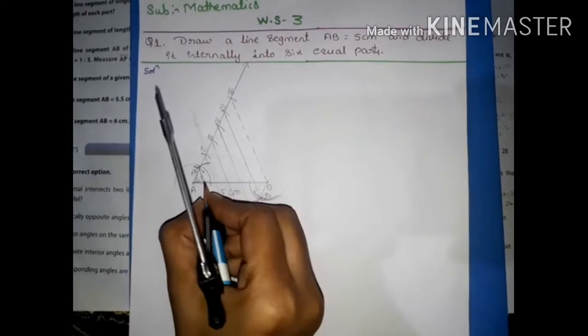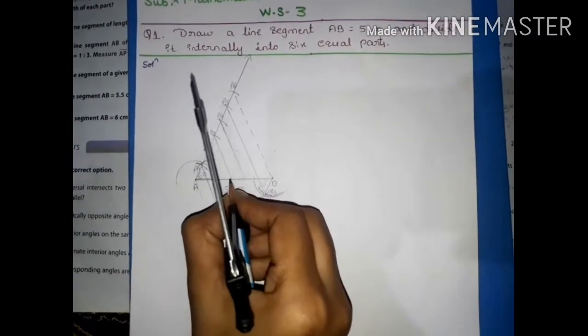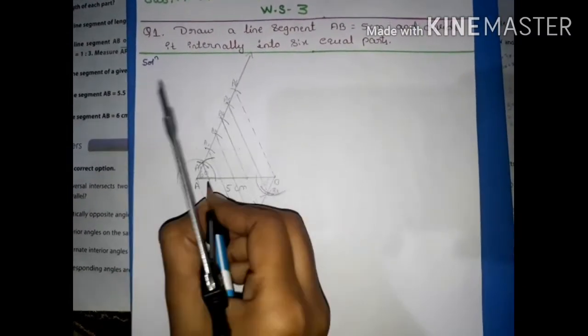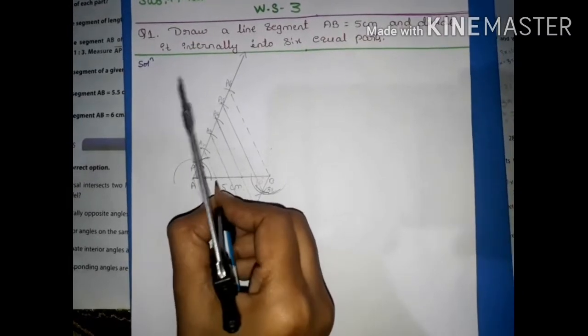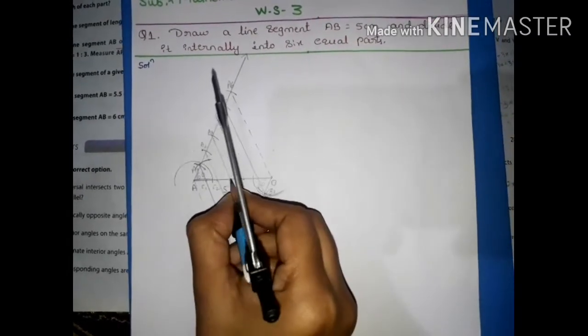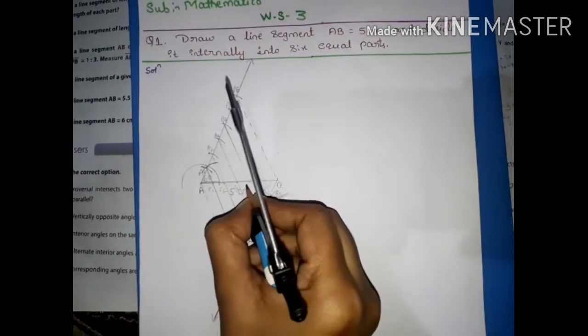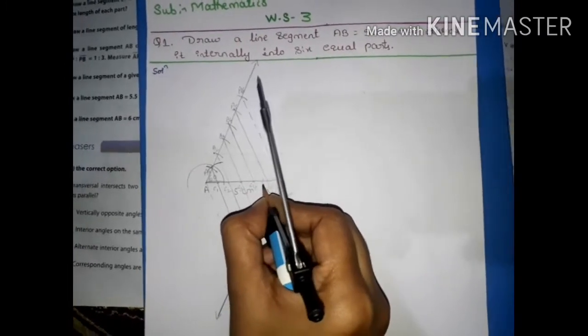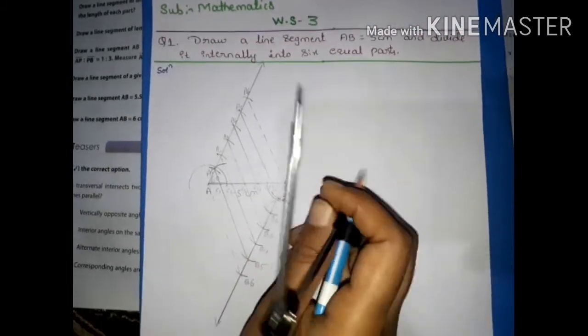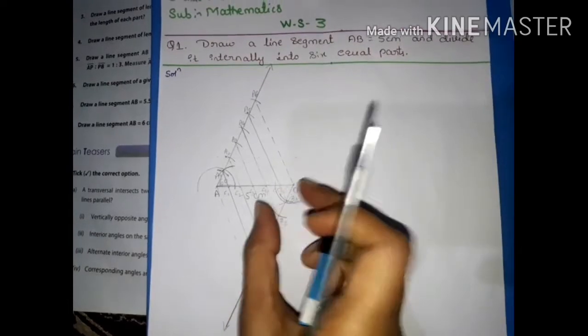Now, where these lines meet the given line segment AB, here you will get points. That you have to write C1, C2, C3, C4, C5, and C5 to B, that is the other last part.